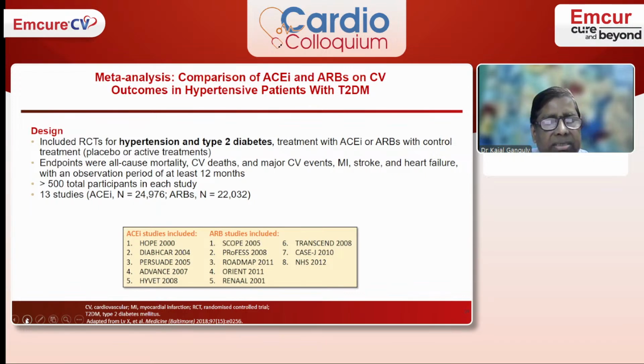ACEI studies included the HOPE trial, ADVANCE trial, and HYVET trial. The HYVET trial was for hypertensive patients more than 80 years of age. Perindopril was used, and that showed significant benefit. ARB studies were SCOPE, PROFESS, ROADMAP with olmesartan, ORIENT renal trial with irbesartan, and the TRANSCEND trial with telmisartan.